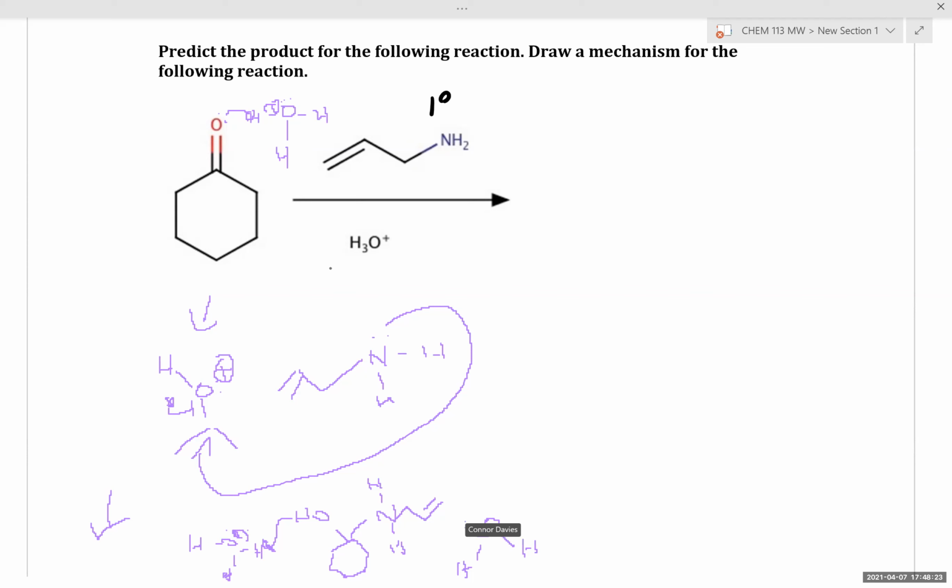Yeah, if we had too much acid, if we use an excess rather than catalytic, this reaction wouldn't be very efficient because a protonated amine is a way less effective nucleophile. It's much less nucleophilic.